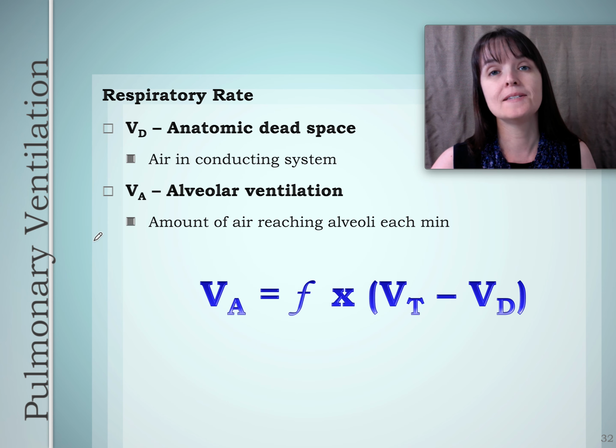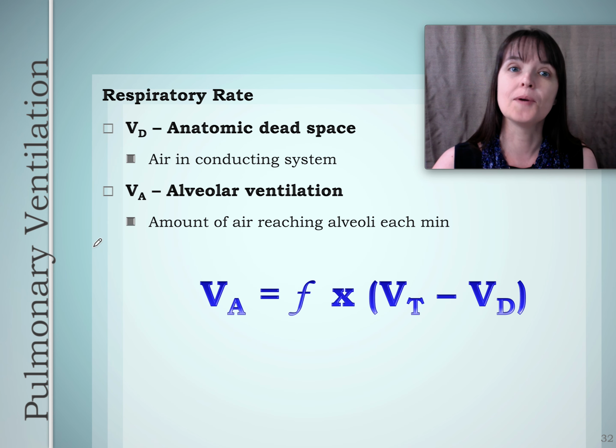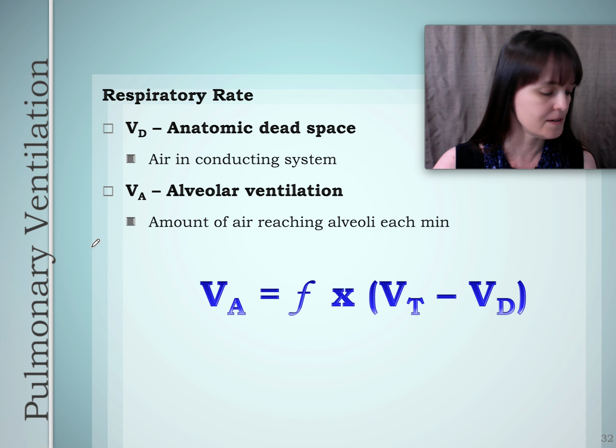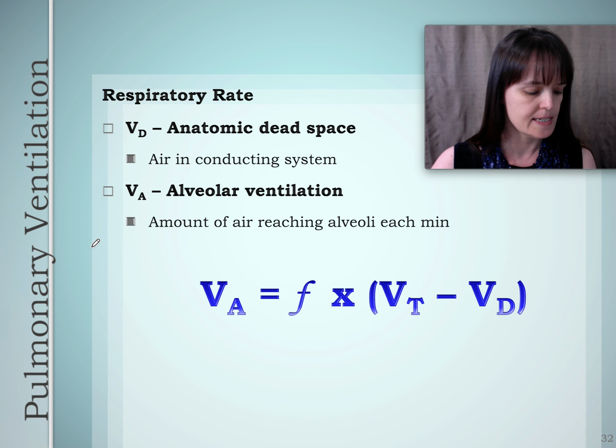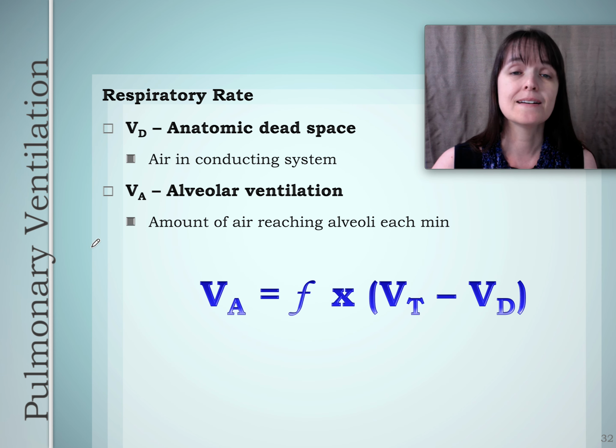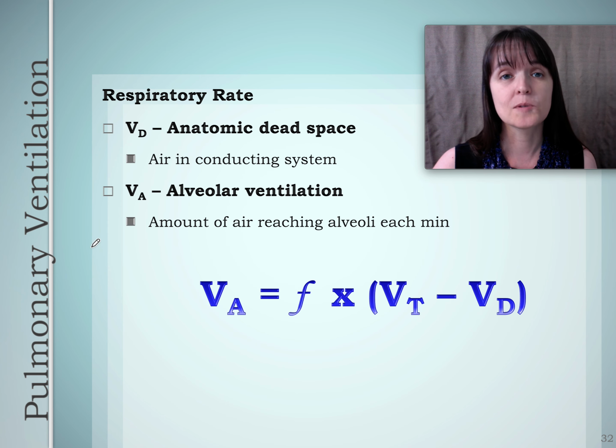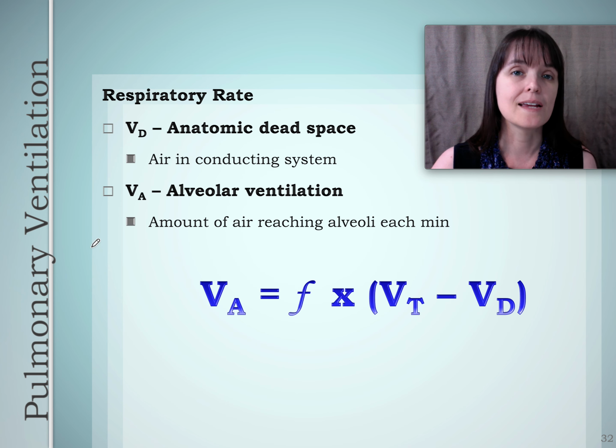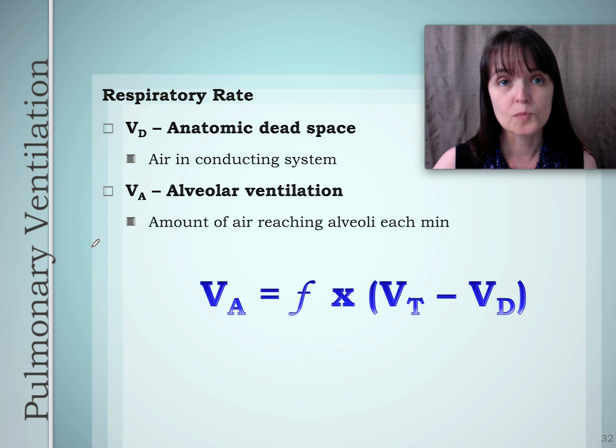The anatomic dead space. So of the air you inhale, about 150 mils of it ends up being stuck in the anatomic dead space, which means it's in the respiratory system, but it has not yet reached an exchange surface. So the air in the anatomic dead space is the air in the tubes in the lungs, the trachea, the bronchi, the bronchioles.